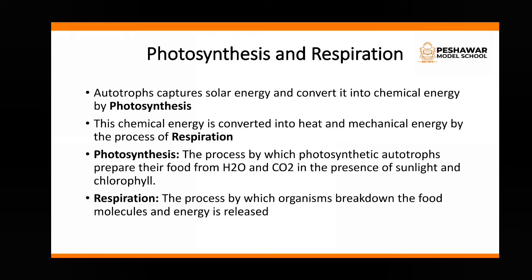So what is photosynthesis? Photosynthesis is the process by which photosynthetic autotrophs prepare their food from water and carbon dioxide in the presence of sunlight and chlorophyll. Photosynthetic autotrophs are those organisms which prepare their food using sunlight, from water and carbon dioxide in the presence of sunlight and chlorophyll. So this process is known as photosynthesis.